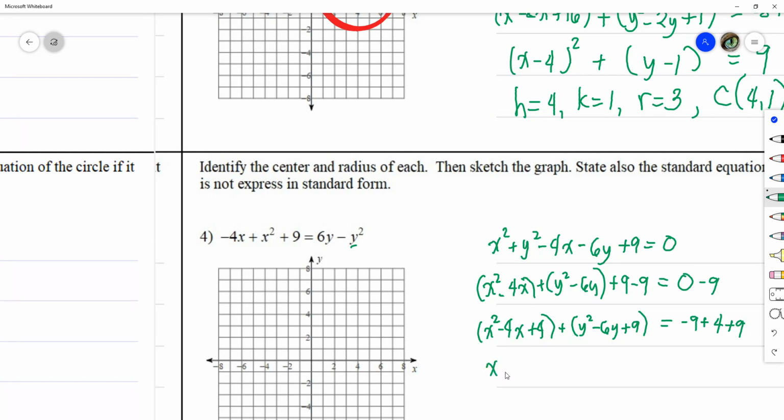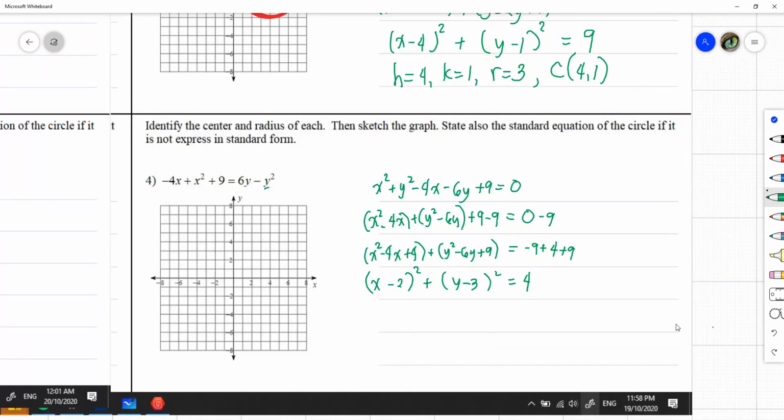Therefore, completing the square, we have to write this into its factored form. So we have the squared quantity of x minus 2 plus the squared quantity of y minus 3 equals negative 9 plus 4 plus 9, which equals 4. So the value of our h is 2, the value of our k is 3, the value of our r would be 2 since it is the positive square root or principal root of 4, and of course the coordinates of our center would be 2, 3. Now let's start to graph this one.